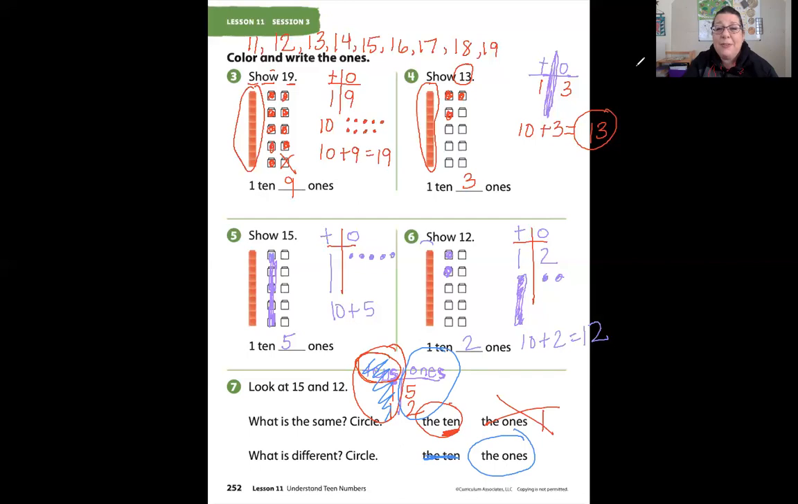Let's count backwards from 20. 20, 19, 18, 17, 16, 15, 14, 13, 12, 11, 10, 9, 8, 7, 6, 5, 4, 3, 2, 1, 0.